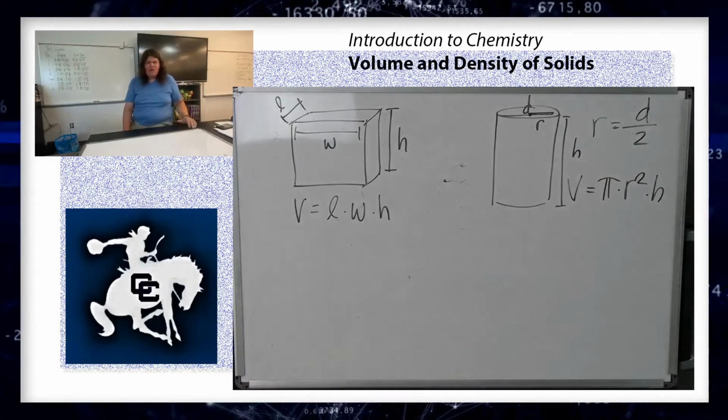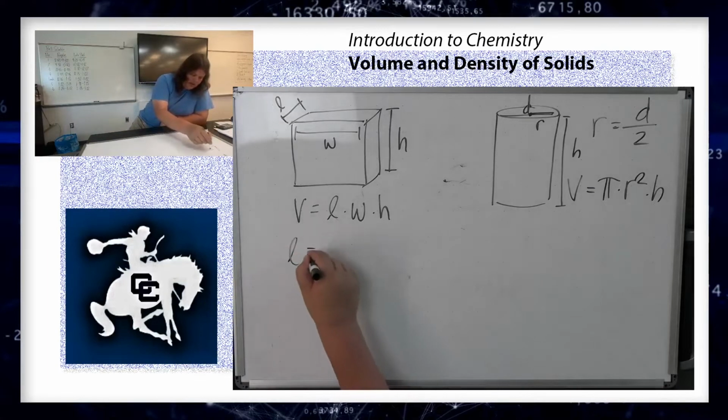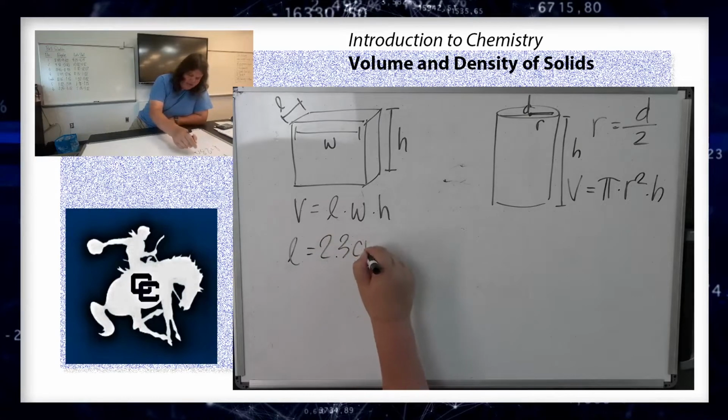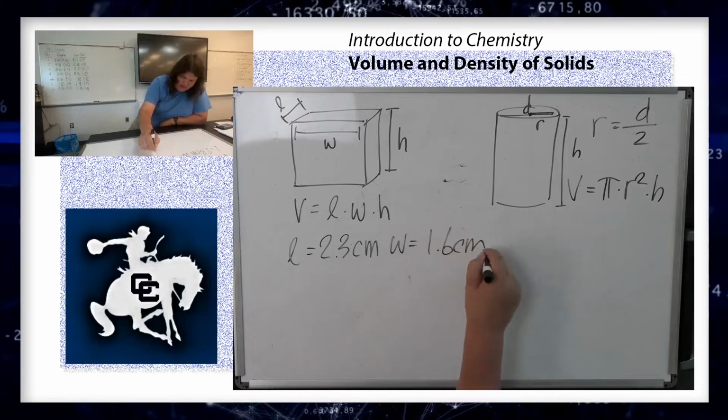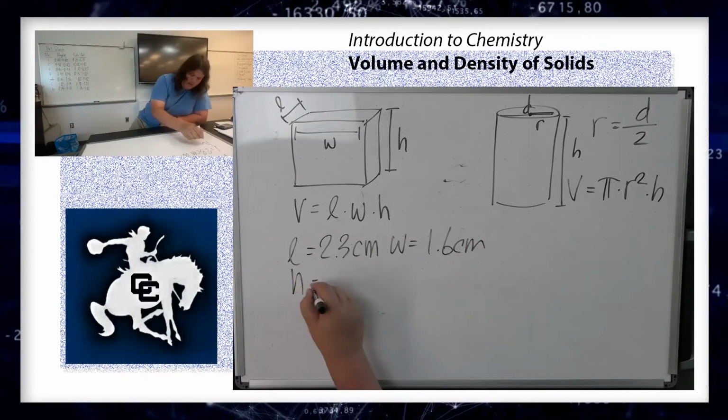Now, given all of that, we can find the volume of these objects and then use those volumes in density or any other object we decide. For example, if I have a cube, the length of that cube is 2.3 centimeters. The width of that cube is 1.6 centimeters. And the height of that cube is 1.9 centimeters.